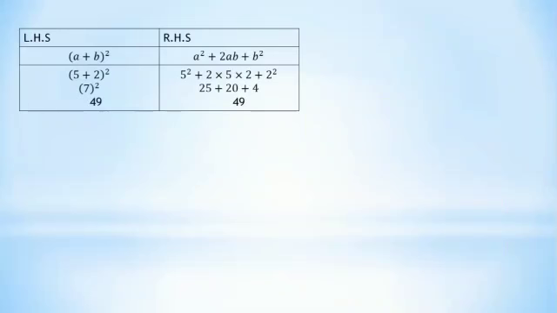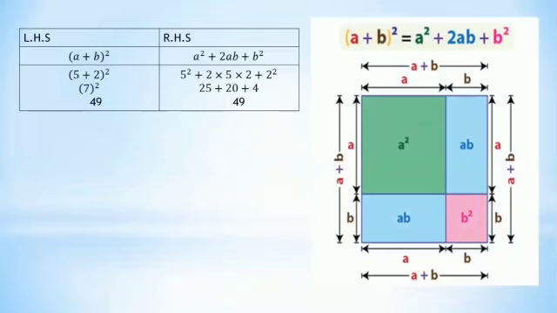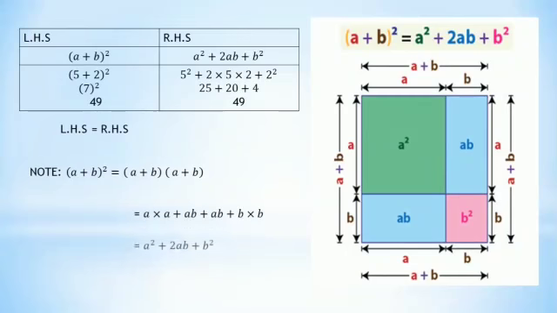Let us see the next activity, that is activity 2. In activity 1 we already proved LHS is equal to RHS, and it has factors (a plus b) into (a plus b). Therefore it is a square plus 2ab plus b square. First you multiply a into a, then b into b, then a into b and b into a.